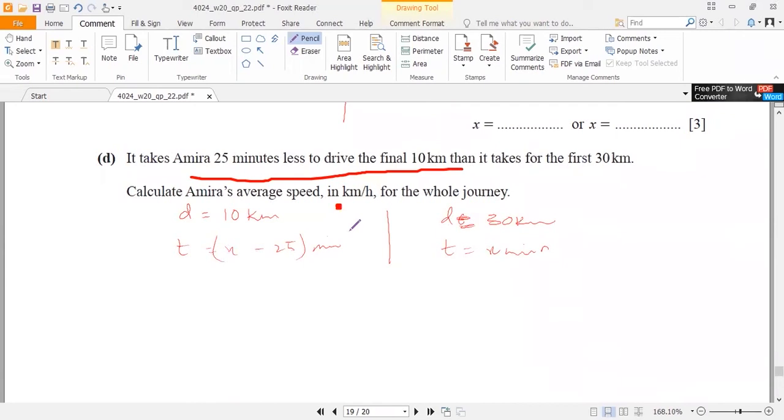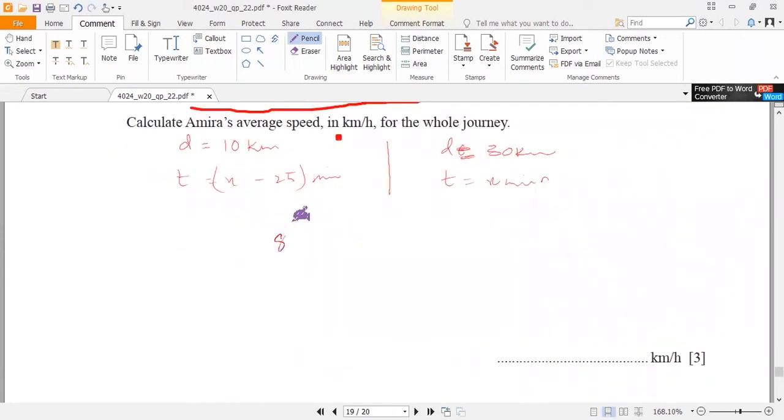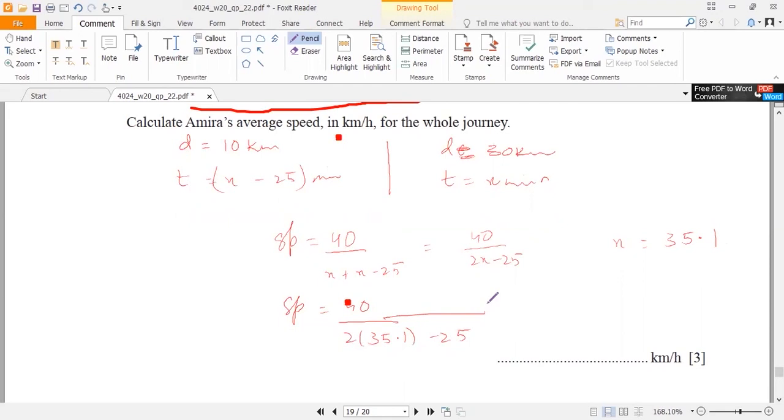We need to calculate the average speed. So for the speed, we are going to again apply the formula. Average speed is 10 plus 30, total 40 kilometers, divided by the total time, which is x plus x minus 25. So it becomes 40 upon 2x minus 25. And the value of x is 35.1, so we need to put the value here. 40 upon 2 times 35.1 minus 25. After solving this, we will get 40 upon 45.2.